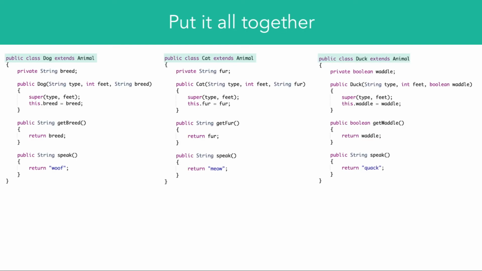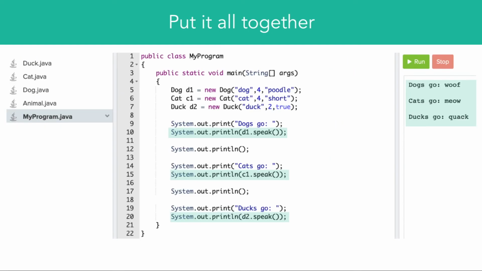Let's put it all together. I have constructed 3 subclasses that extend the superclass Animal. They all have an overridden method called speak. This will return different values specific to their classes. Notice how the overridden method speak will return different string values specific to the type of object that calls it.